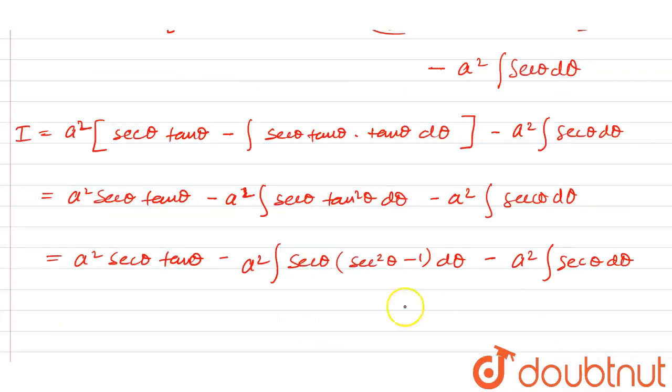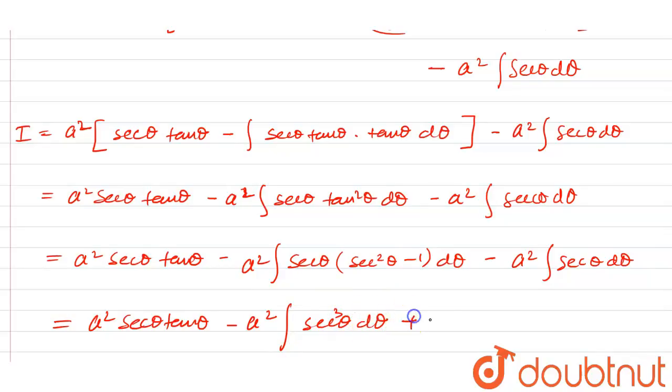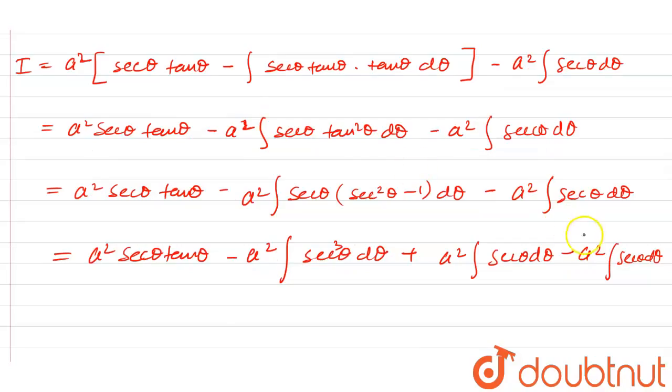Now this is equals to a square sec theta tan theta minus a square integration of sec cube theta d theta plus a square integral sec theta d theta minus a square integral sec theta d theta. Now if we see, the term plus a square sec theta integration sec theta d theta is cancelled by minus a square integration sec theta d theta.